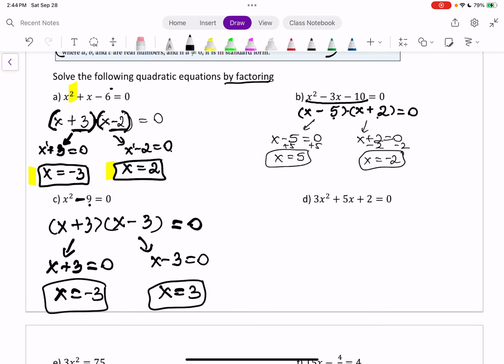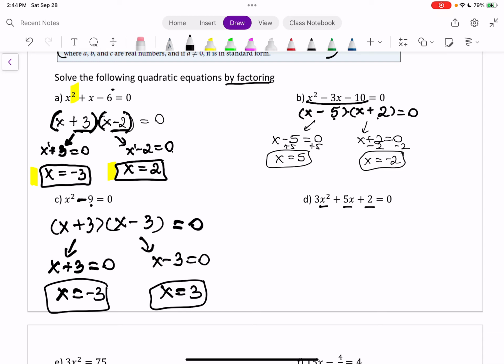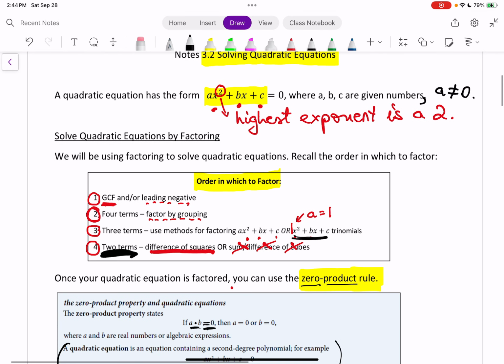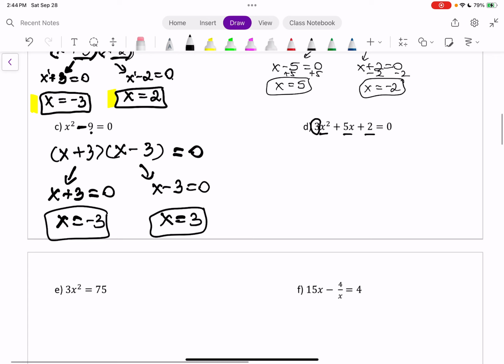All right, and for the next one, there's another method. As you see, this is a trinomial. However, the coefficient in front of x squared is not a 1. So therefore, we have to use methods of factoring some ax squared plus bx plus c. And there are 2 different methods of factoring such a trinomial. I personally like one that we call the trial and error method.